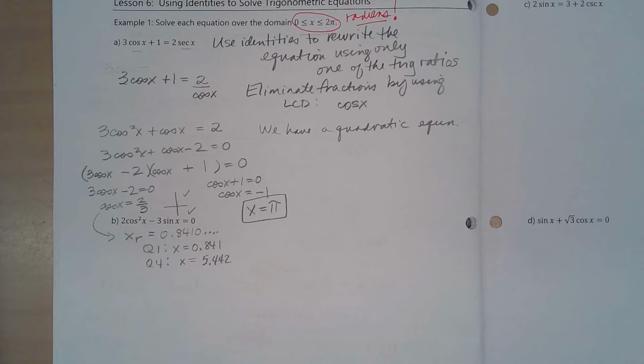So do both of those answers seem reasonable for my decimal radian measures? My first one is 0.841. That fits, right? That would fit here. And my second one is 5.442. That fits, right? So just make sure that they're in the ballpark, right? Okay, so those are my answers.